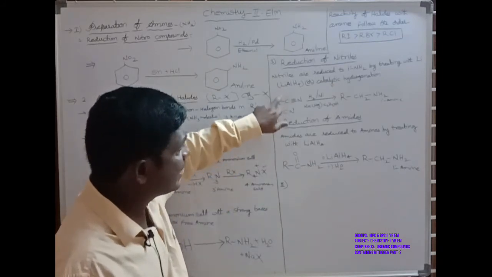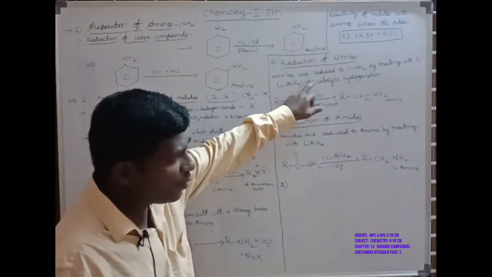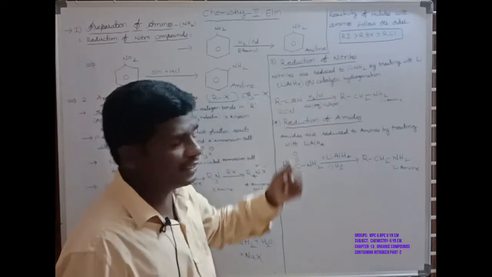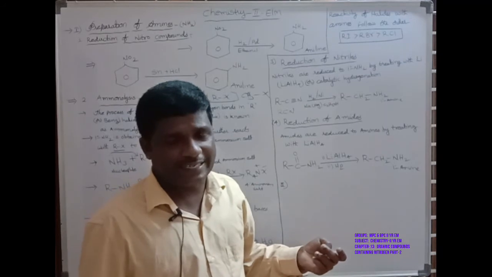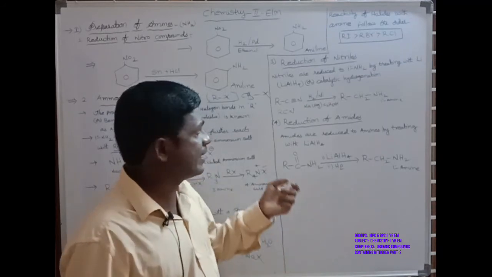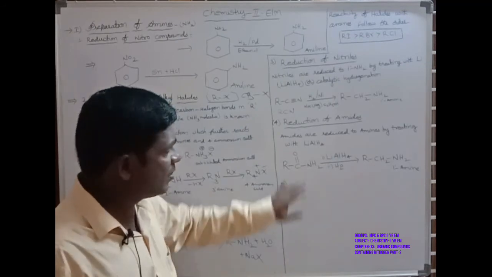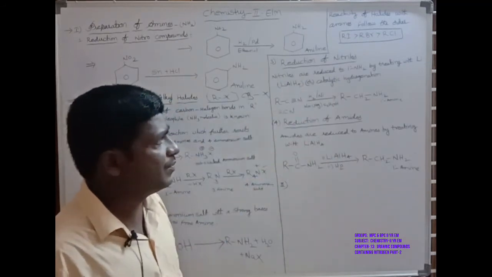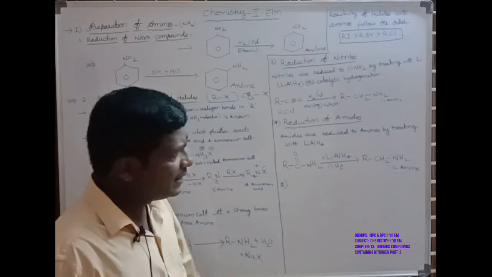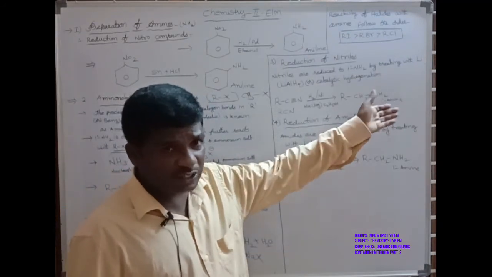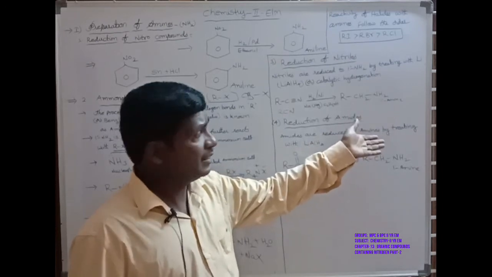Alkyl cyanides or alkyl nitriles are reduced to primary amine by treating with lithium aluminum hydride or catalytic hydrogenation. Then the primary amines form, with NH2 bonded to only one carbon atom. That is called a primary amine.